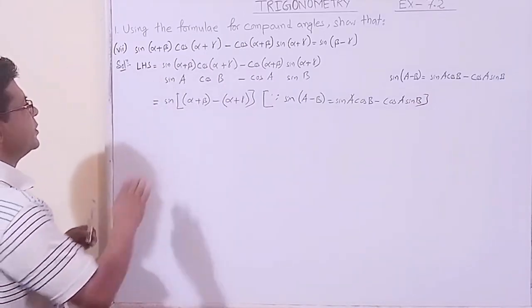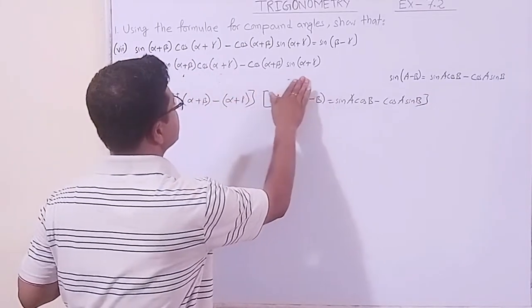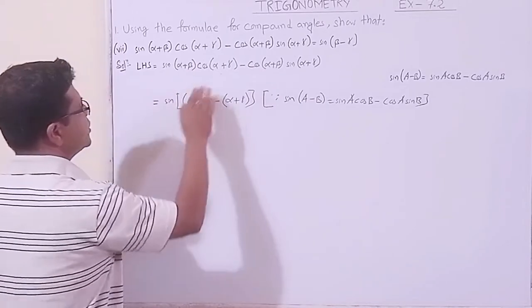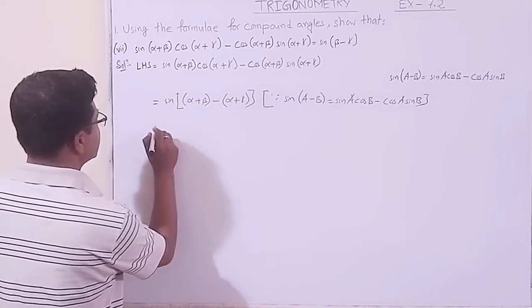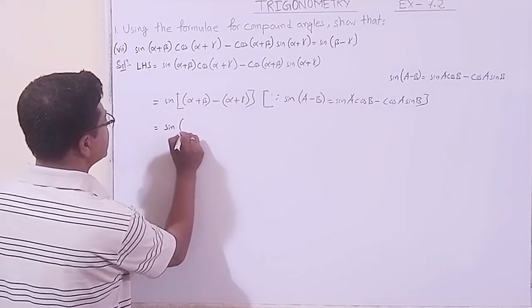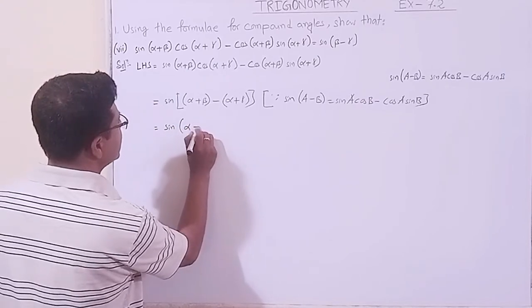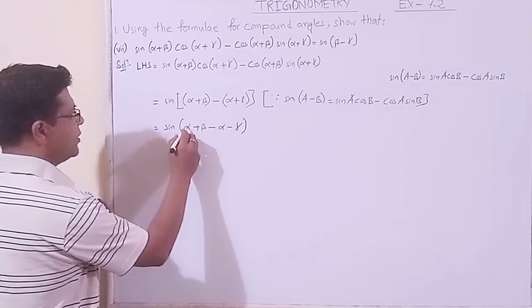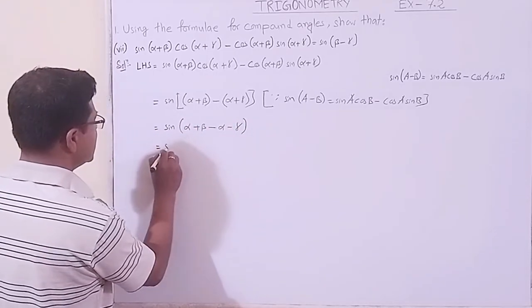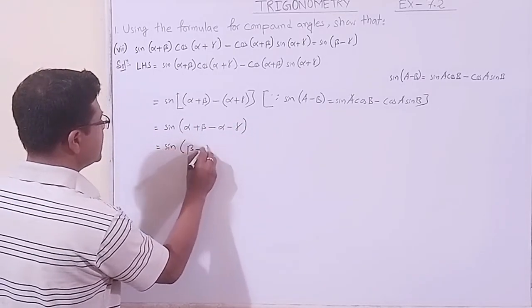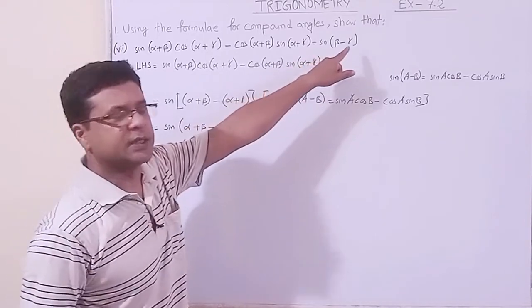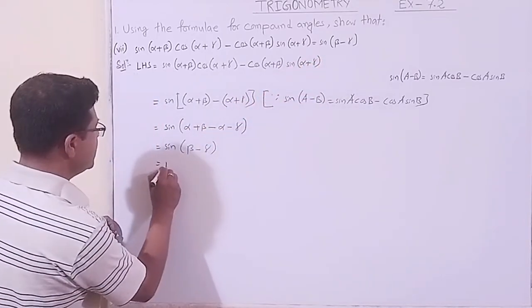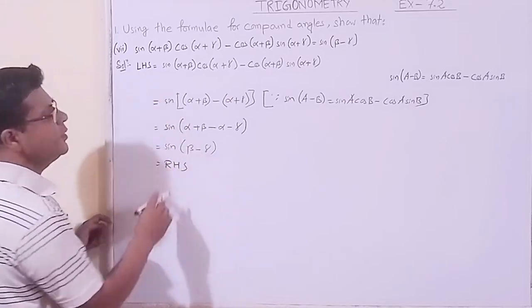This is a very simple thing. Now let us remove it. Now let us simplify it further. Sine of alpha plus beta minus alpha minus gamma. Now here you can see alpha is cancelled. What will be left? Beta minus gamma. You can check the right hand side, same thing. Thus we have proved left hand side is equal to right hand side.